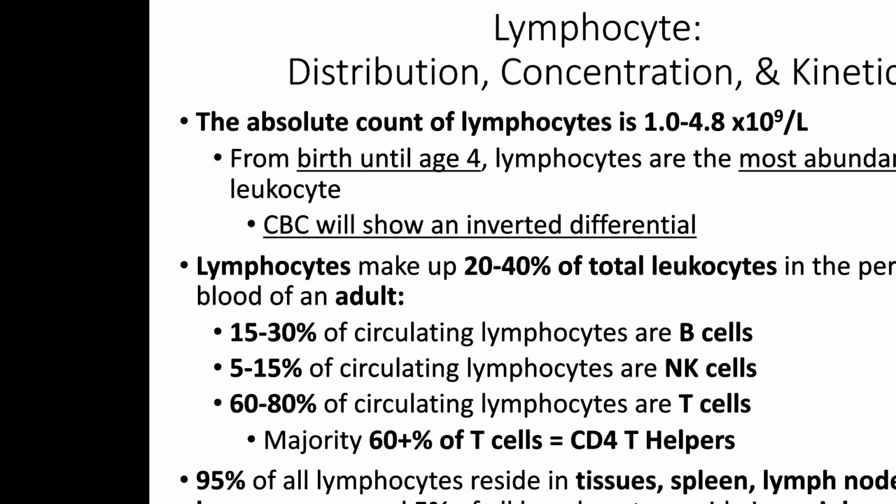95% of all lymphocytes will reside in your tissues, your spleen, your lymph nodes, and bone marrow. And 5% of all lymphocytes reside in your peripheral blood. Basically, they're just traveling from one tissue to another. Most lymphocytes will live for a very long time and will have encountered their antigen at some point. If not, if they're still naive, then they only exist for about 5 days.